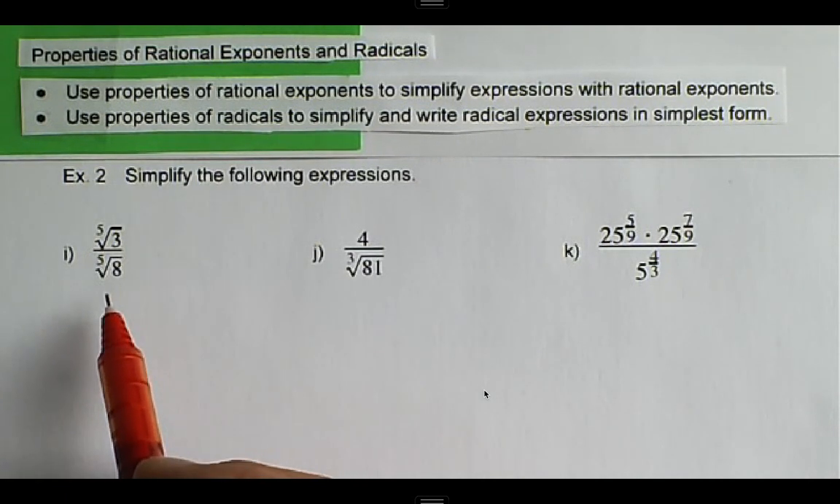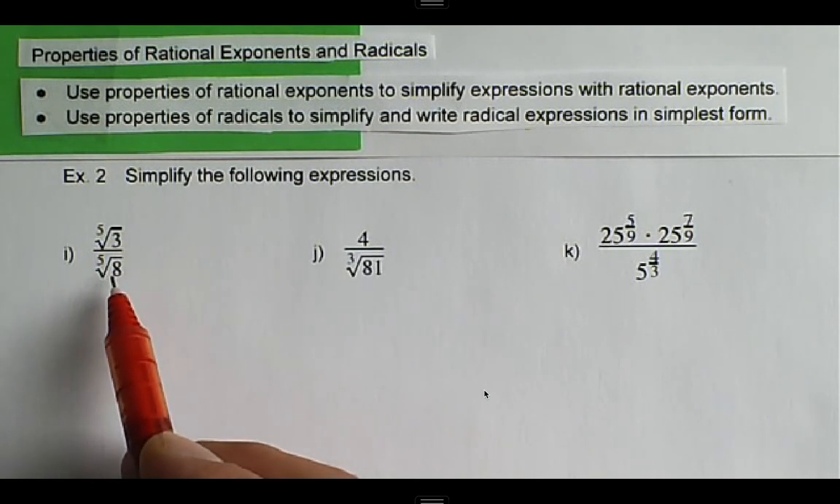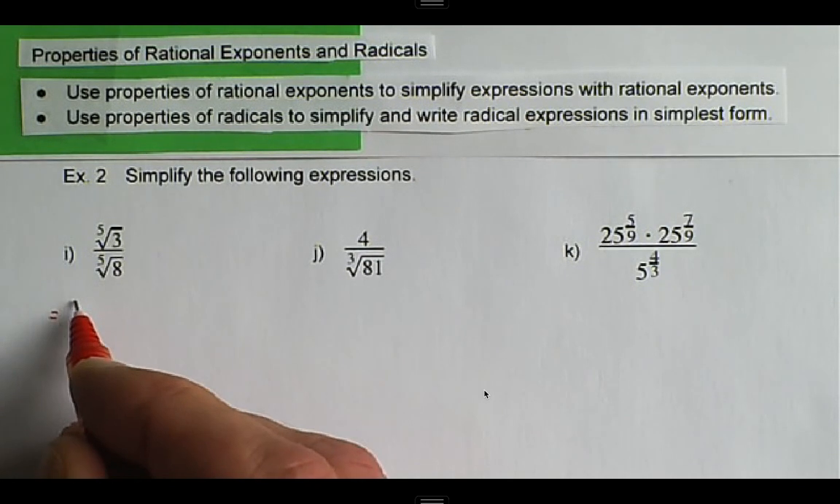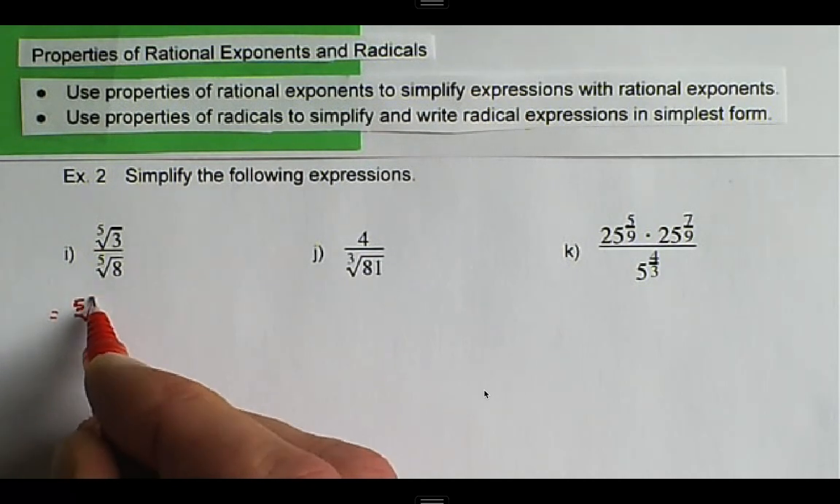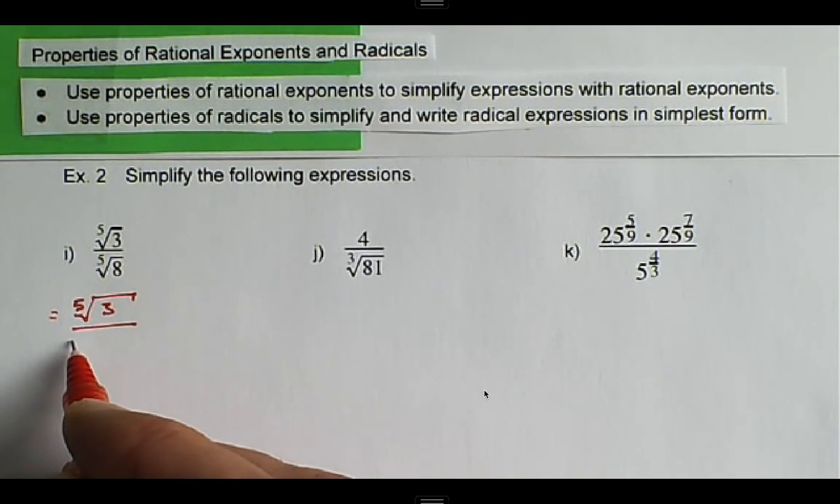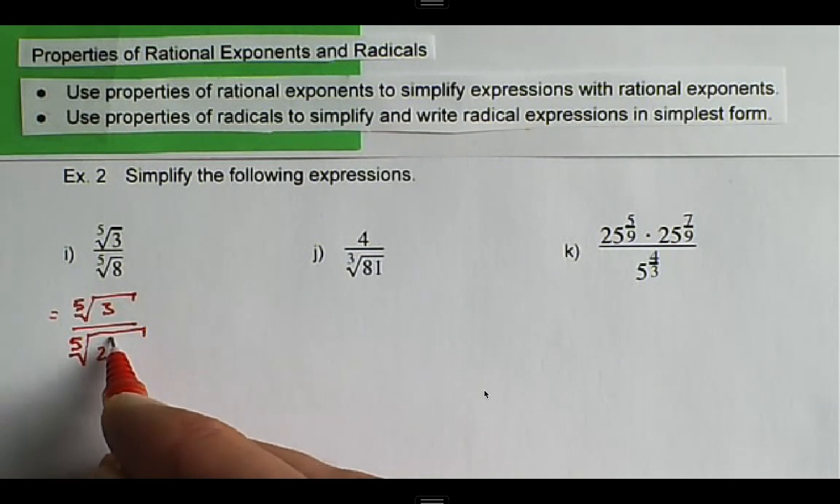And so the issue that we have is we have a radical in the denominator that we want to get rid of. So one thing that we can do is we can rewrite what's in the denominator here, and we can say the numerator is going to stay the same, fifth root of 3, and in the denominator we're going to say the fifth root, and the way that we can rewrite 8 is we can rewrite it as 2 to the third.